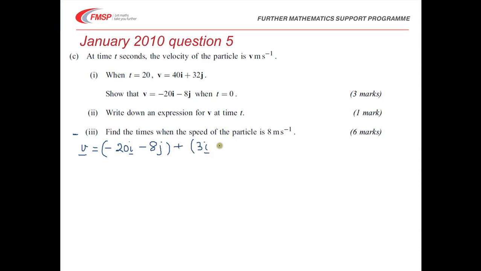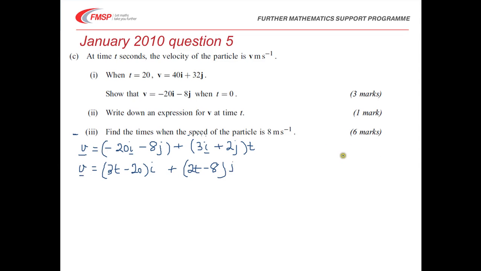And the best thing to do with that now is to bring the i and the j components together, because what we're being asked to do is to find the times when the speed is 8. So if we bring the i components together, then we would have 3t, I'll put the positive bit first, minus 20i, and bringing the j components, we've got 2t minus 8 j in the j direction.